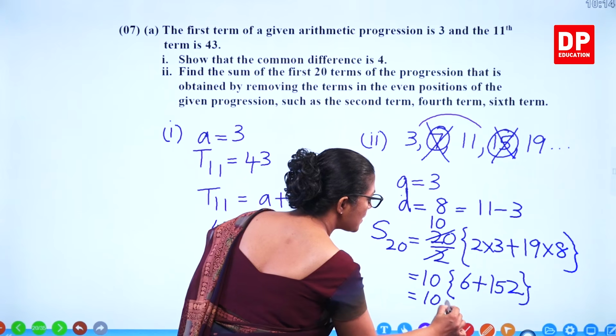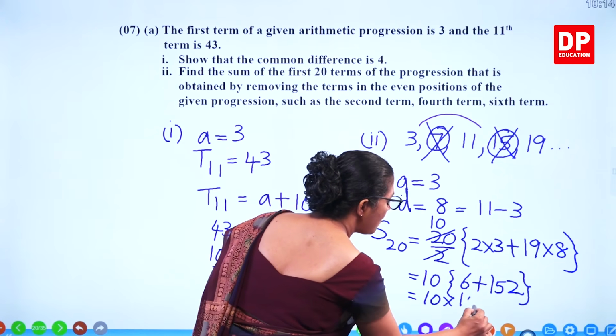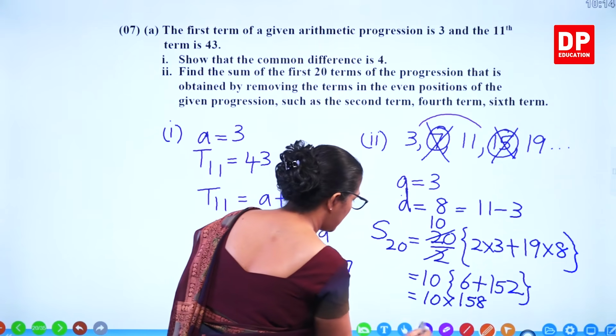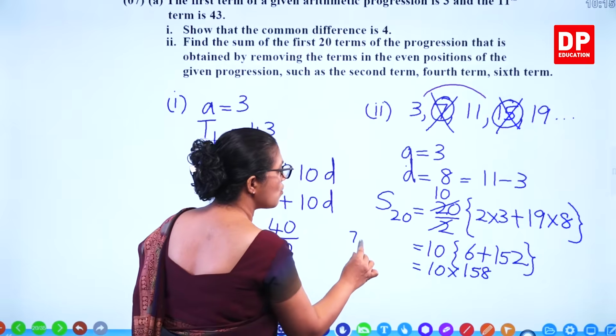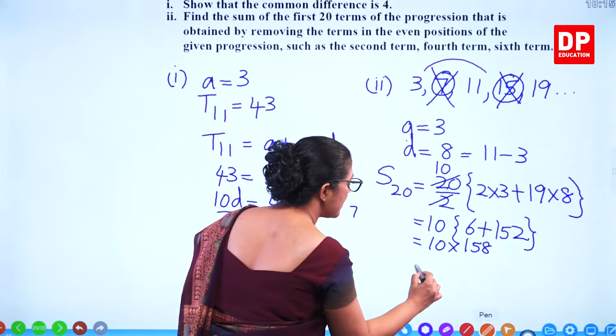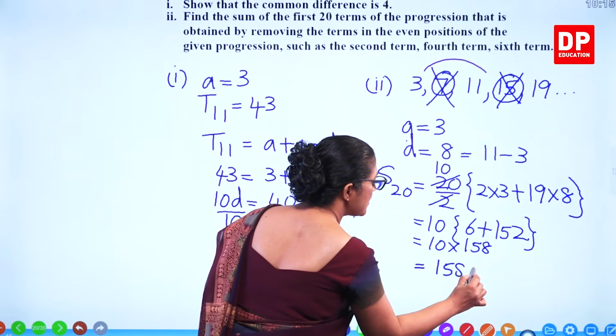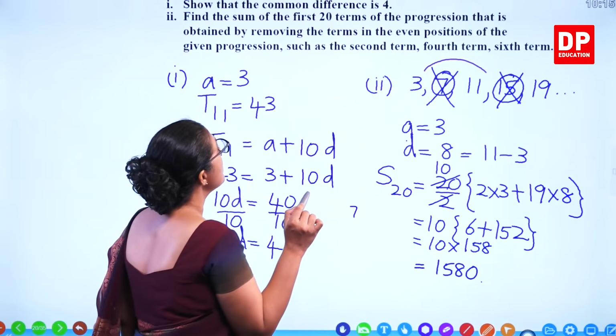So 10 times 158. So you get 1580 is the sum of 20 terms.